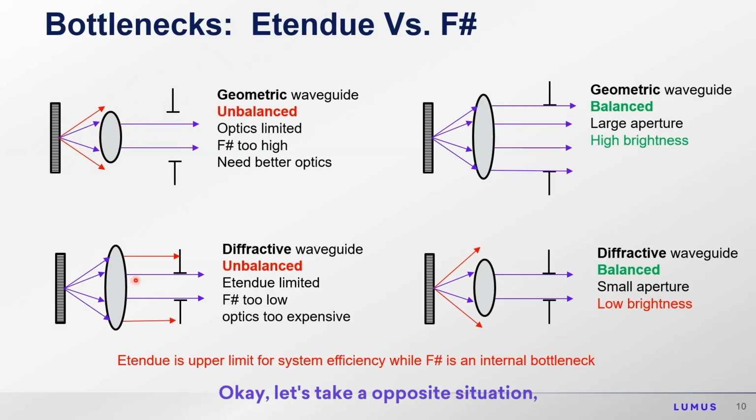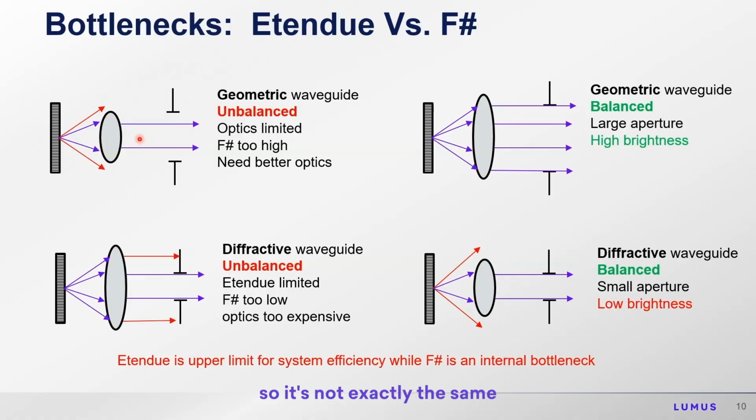Okay, let's take the opposite situation, which is also not balanced. A very good optics. I collect all the light, perfect optics, low F number, but it's diffractive and the aperture is small. So now we are limited by the aperture. I would call this system etendue-limited, and the previous system F number limited.